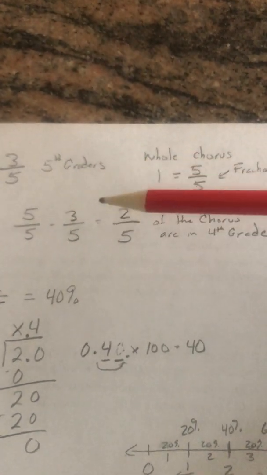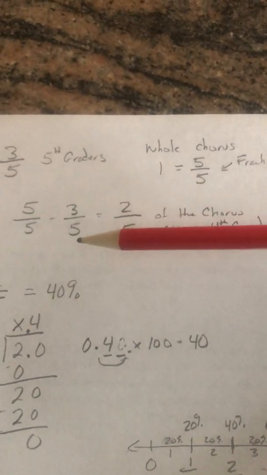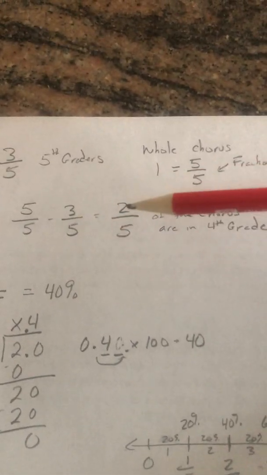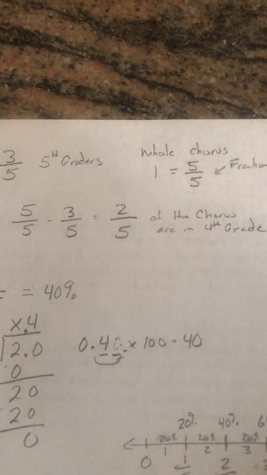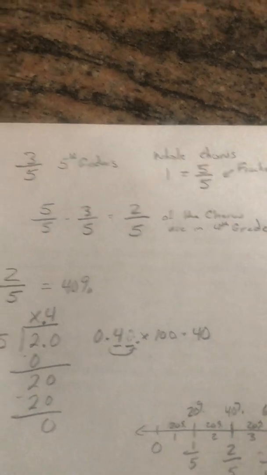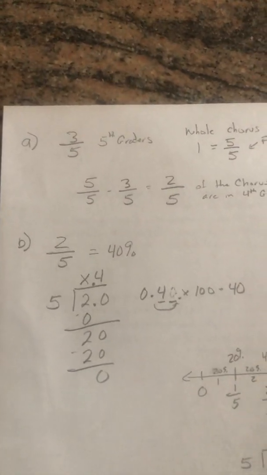So in order to figure out how many 4th graders there are, I'm going to do 5/5 minus 3/5, which are the 5th graders, and that's going to equal 2/5, which is the part of the chorus that is 4th grade. Now, part B wants us to take our answer from part A and make it a percent.